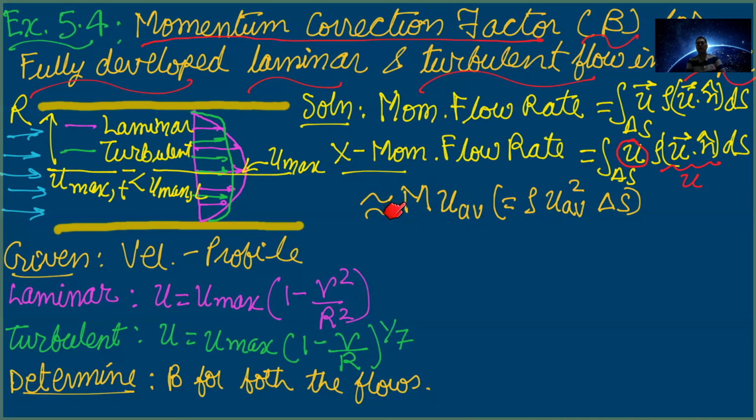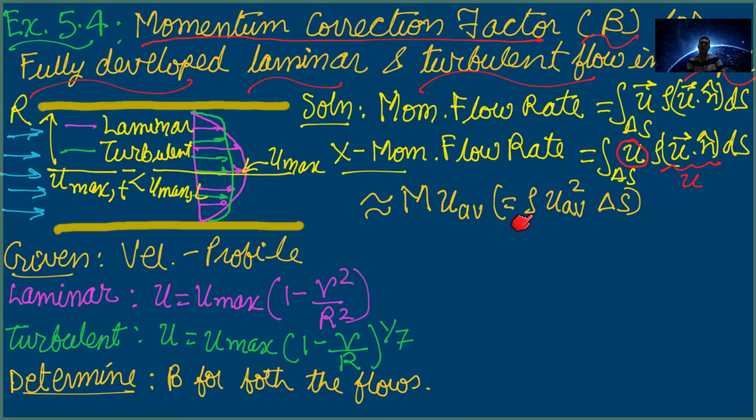Now this mass flow rate, if you use an average velocity, is density into area multiplied by the average velocity. So you have rho u average delta S, and then you multiply by u average, it becomes rho u average square delta S. So the momentum flow rate, the exact expression is this. Now we are approximating by this.